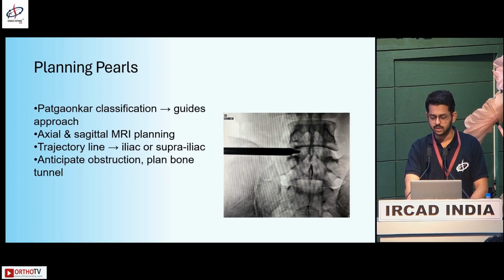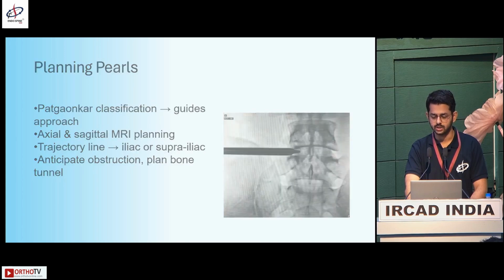Using Patgaonkar's classification, we evaluated iliac crest height in relation to the disc level. It helps determine if your working channel will need to pass through the iliac crest or can be planned suprailiac. Planning your entry on both axial and sagittal MRI is the key. Guesswork here increases the risk of poor trajectory or complications.